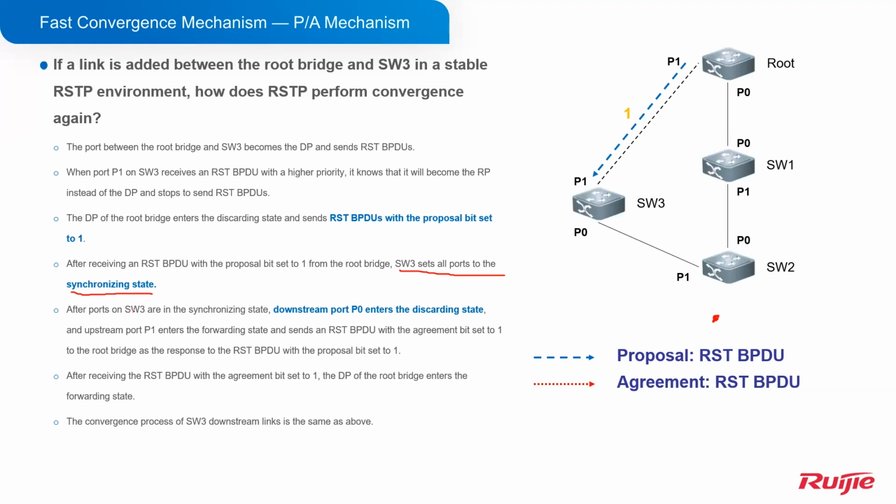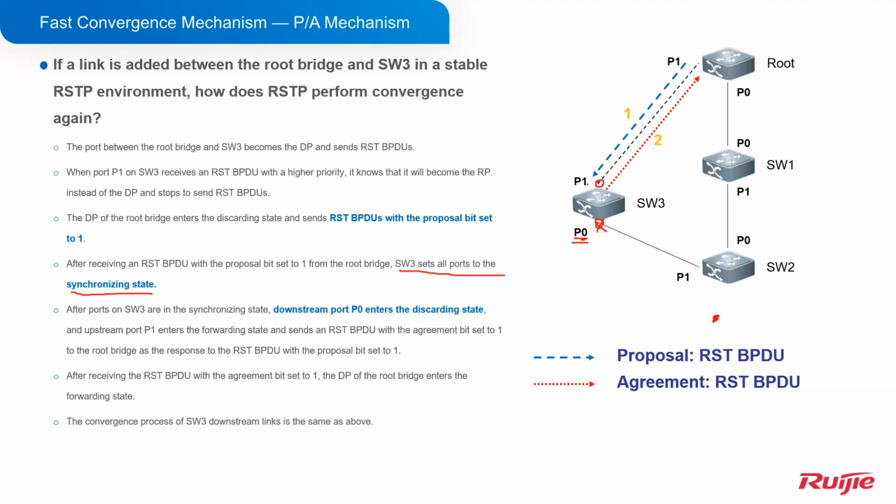Synchronizing state means these ports are blocked temporarily, actually. After the ports on SW3 are in the synchronizing state, downstream port P0 enters the discarding state. You can see this port P0 on SW3 is blocked temporarily. And upstream port P1 enters the forwarding state. So it can enter the forwarding state immediately. Don't need to wait for 2 forward delays. And it sends the RSTP BPDU with the agreement, so it will feed back with the agreement bit set to 1 to the root bridge as the response.